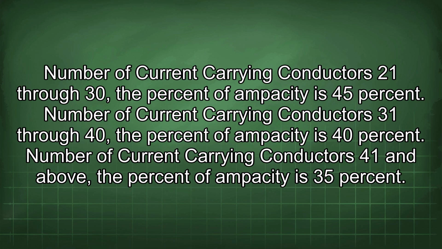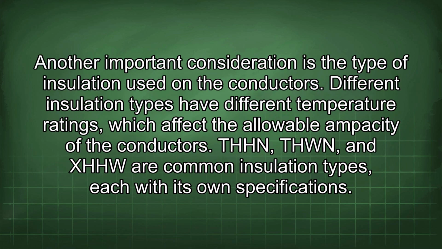Number of current carrying conductors 31 through 40, the percent of ampacity is 40%. Number of current carrying conductors 41 and above, the percent of ampacity is 35%. Another important consideration is the type of insulation used on the conductors.